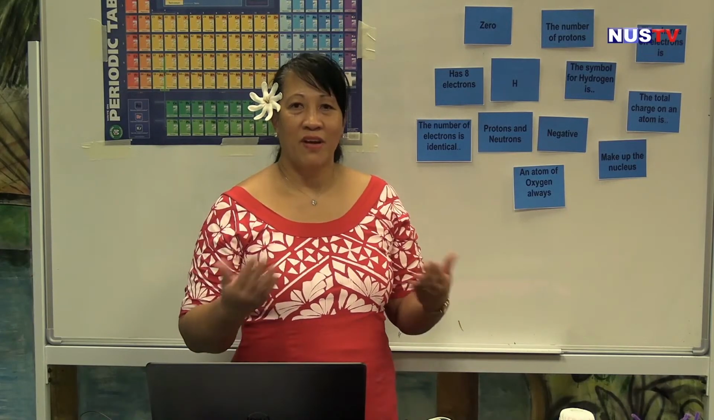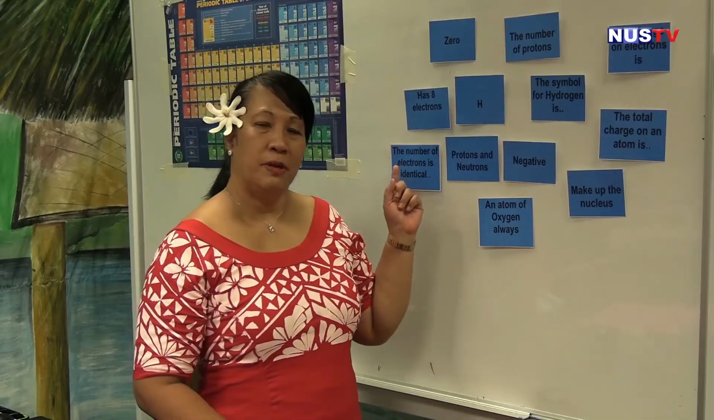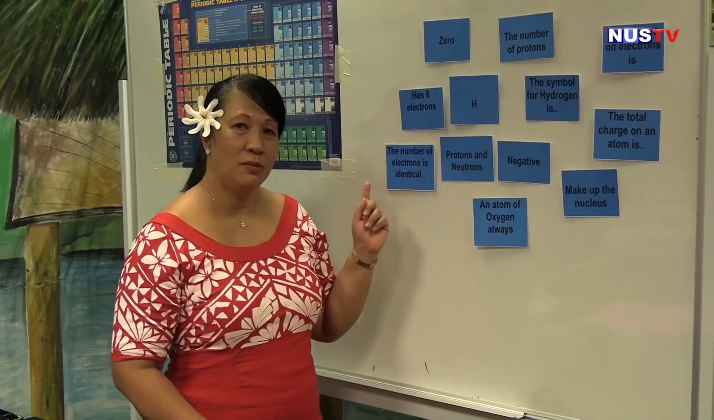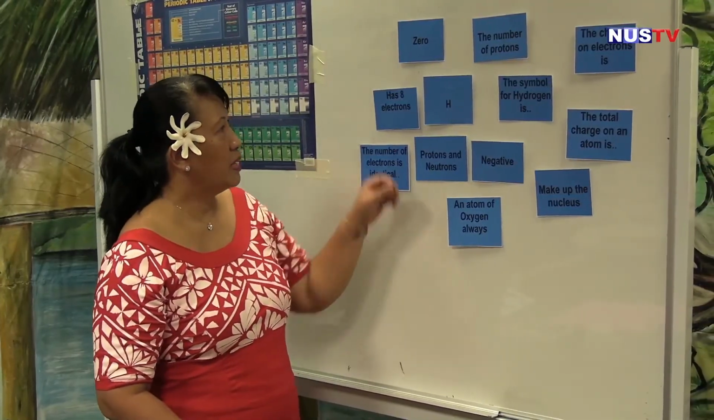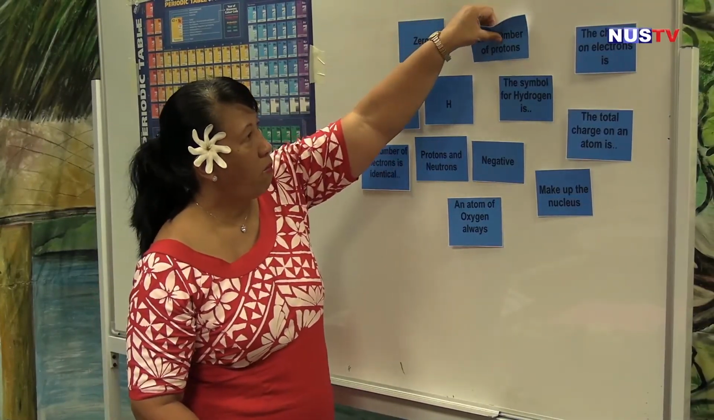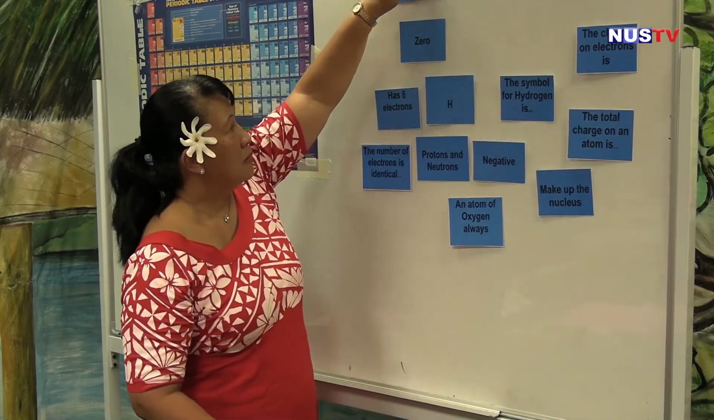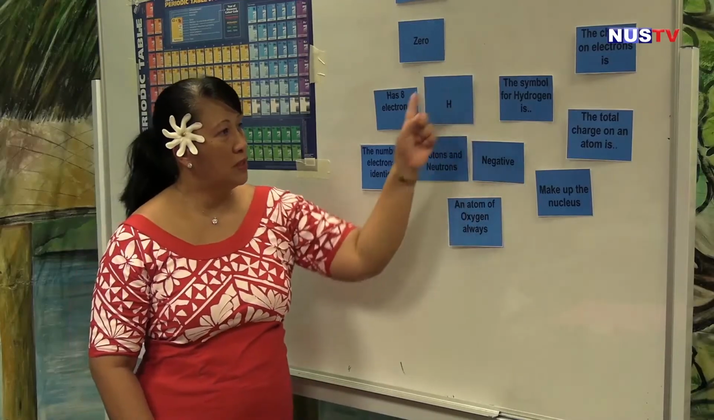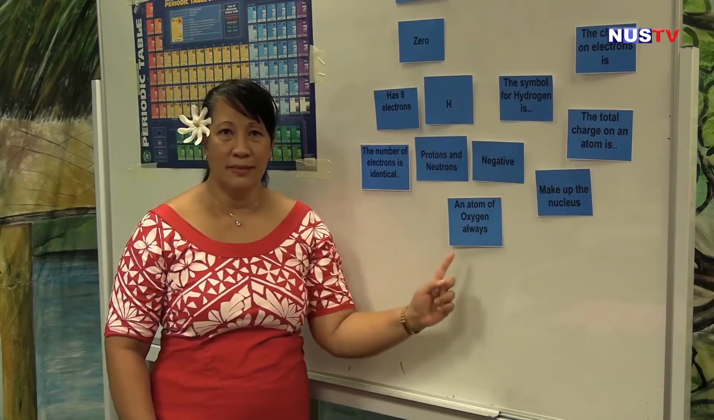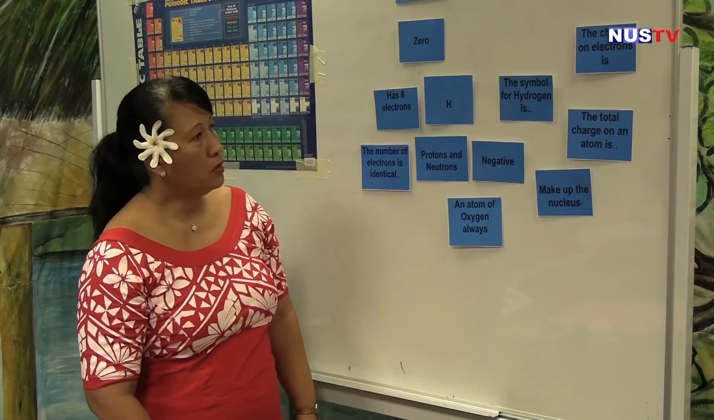Okay, children, 5 minutes is up. Let's go solve the puzzle. All right. I'm going to put up the first card, and you tell me what the second card is to complete the sentence. Let's start with this one. The number of protons. What do you think the next card is to complete the sentence? Number of protons is what?